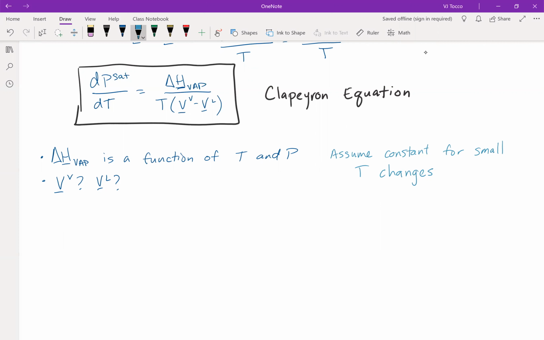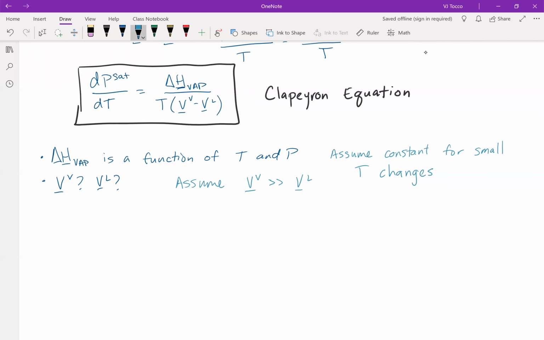Now, as for what the molar volume of the vapor and the molar volume of the liquid is, here we have to make a conceptual assumption and say that we're going to assume that the molar volume of the vapor is much, much greater than the molar volume of the liquid. This is a pretty decent assumption, right? So the space that a vapor takes up will be much greater than the space that a liquid takes up. And you could cheat and look at the steam tables and just look at any temperature and pressure for saturated water and see that the molar volume of vapor is much greater than the molar volume of liquid.